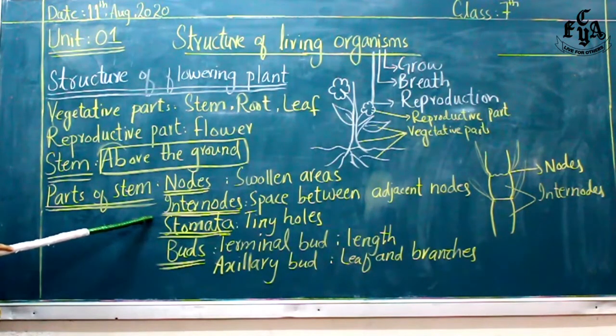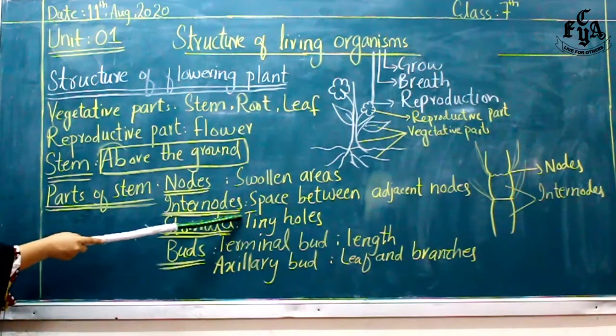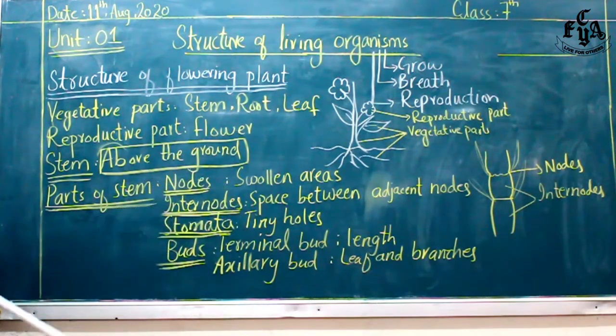The next one is stomata. Stomata are present mainly on green stems. They are in the form of tiny holes and are involved in the exchange of gases. Within a plant there are two types of gases, one is known as carbon dioxide and the other is known as oxygen. So stomata are involved in the exchange of gases.